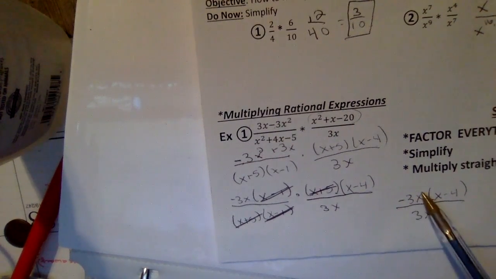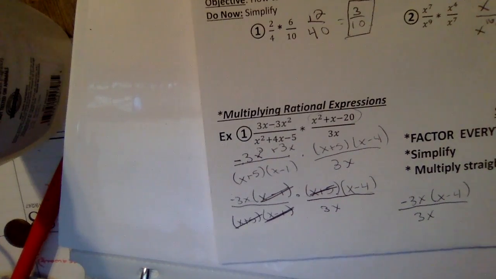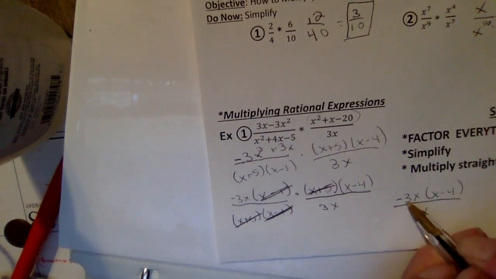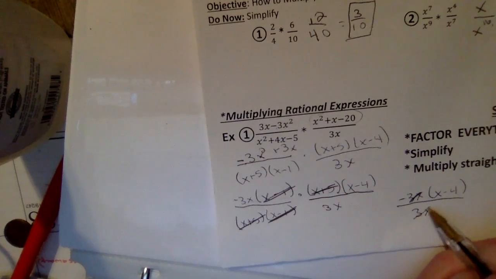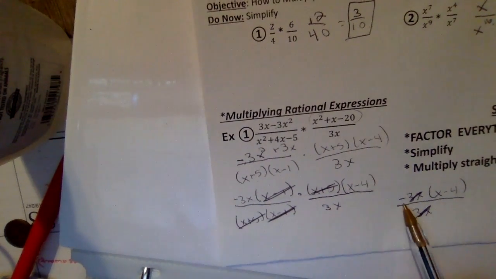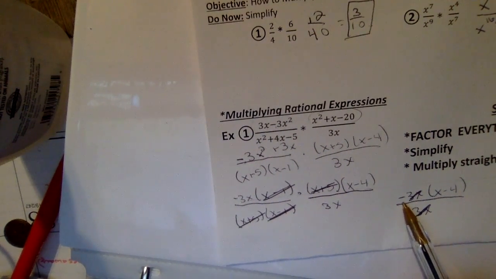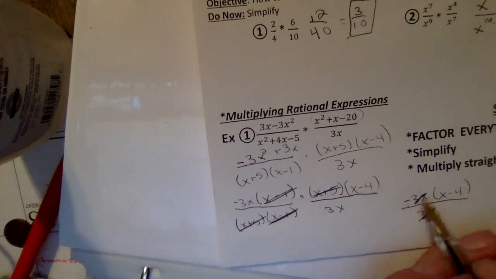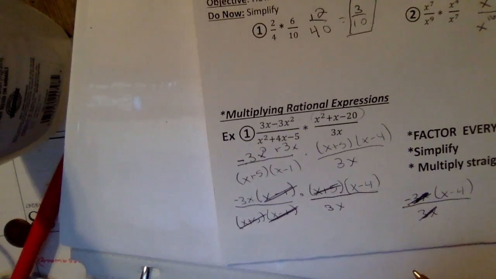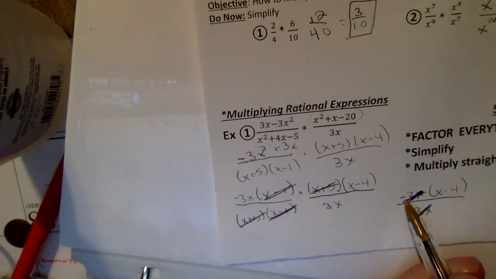But see this negative 3x over the 3x? The 3x on the top cancels out with the 3x on the bottom, but don't forget, I still have this negative. So make sure when you're canceling, you're neat about it, because you might draw a cancel mark, and when you're finished the problem, you might not realize you had this negative left.